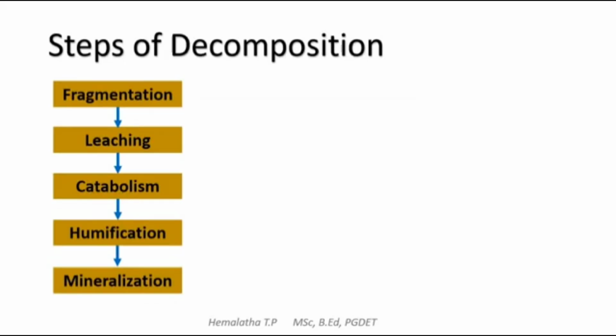The decomposition process is not as simple as we think. It involves many steps, and finally it produces the end result. The steps involved are fragmentation, leaching, catabolism, humification and mineralization. What happens in fragmentation? The first stage is the process of breaking down of detritus into smaller particles by detritivores.